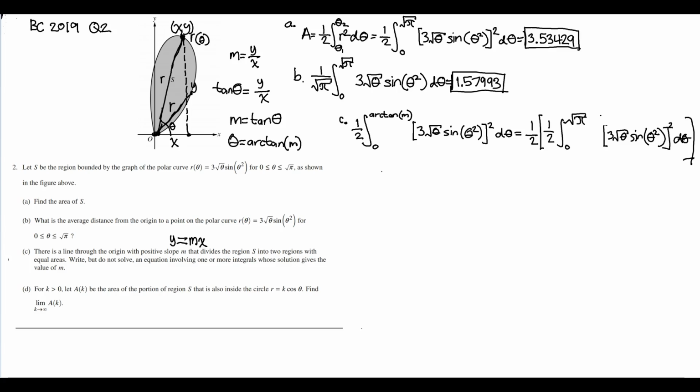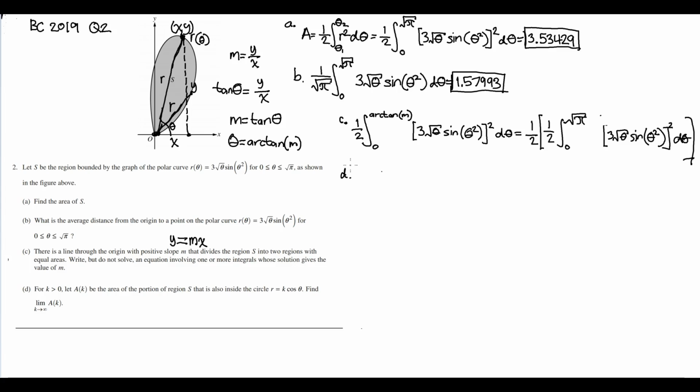Okay, so D is what threw everybody off, honestly, because D is a very unique question. For k greater than 0, let A of k be the area of the portion of region S that is also inside the circle r equals k cosine theta. Find the limit as k approaches infinity of A of k.